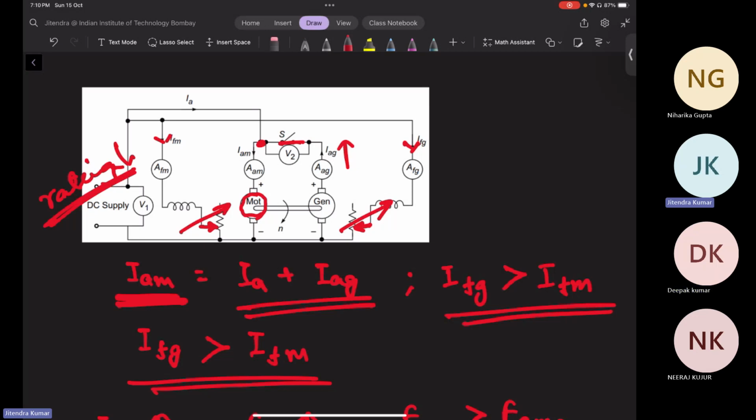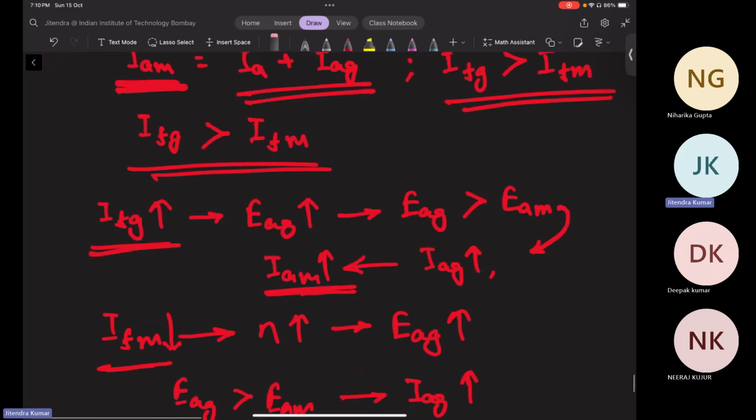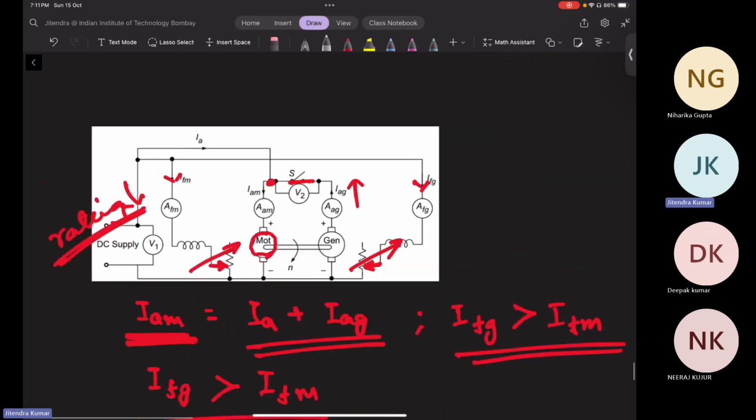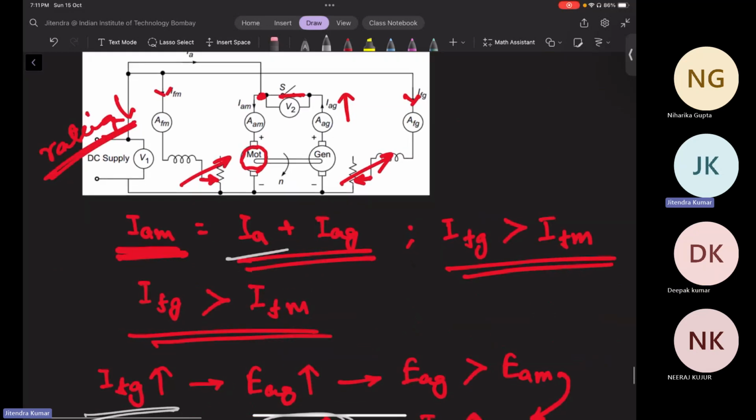No, sir, I am not getting what you want to say. Could you please repeat? I didn't get you. Okay, so see, if you have a higher value of IFG, what did we conclude here? If you are increasing IFG, you are gaining in terms of IAM. And IAM is what? IAM is nothing but IA plus IAG.